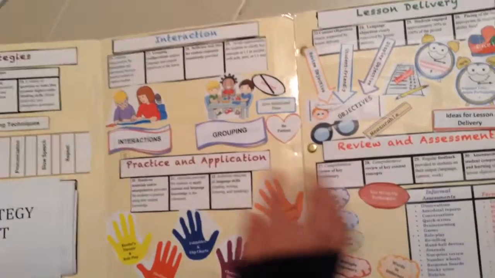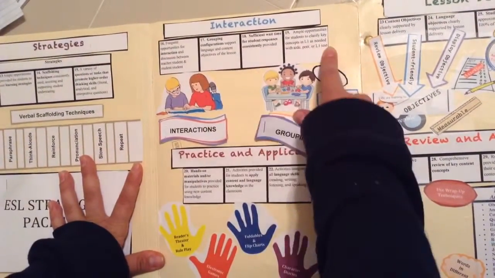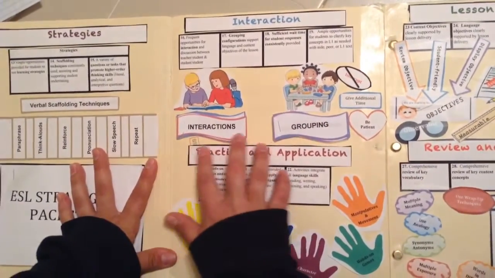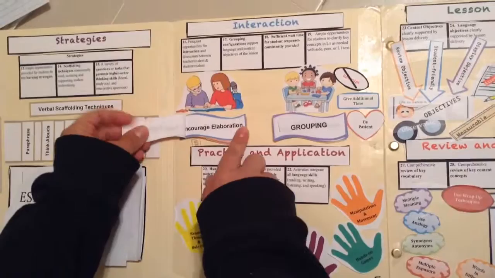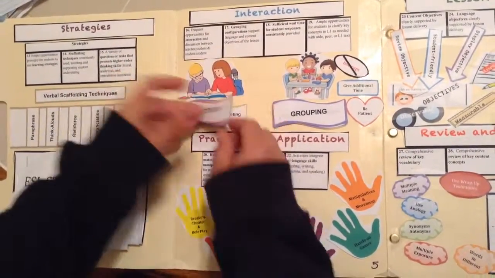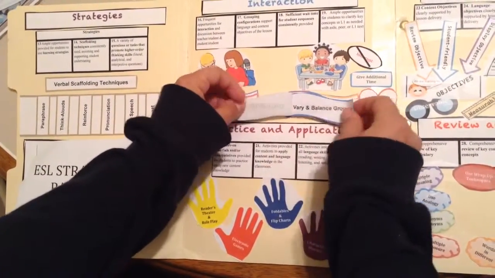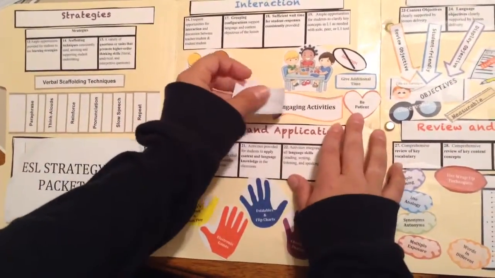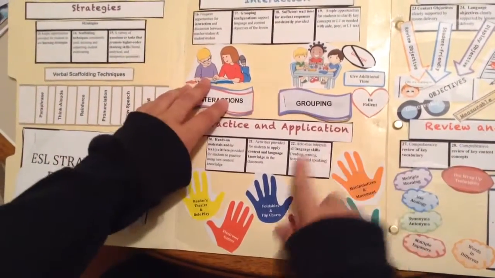The next part of our folder is going to be interaction, and this one has 4 indicators. We see here ways we can do it: turn taking, encourage elaboration, use writing for interaction. Grouping, we see how to group. We need to remember to give additional time and to be patient and not to interrupt our ESL students.